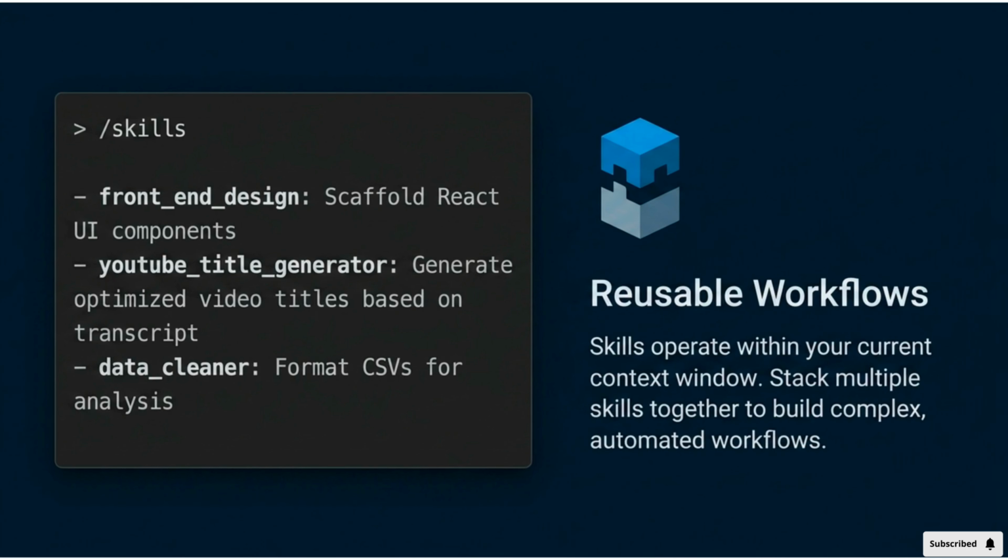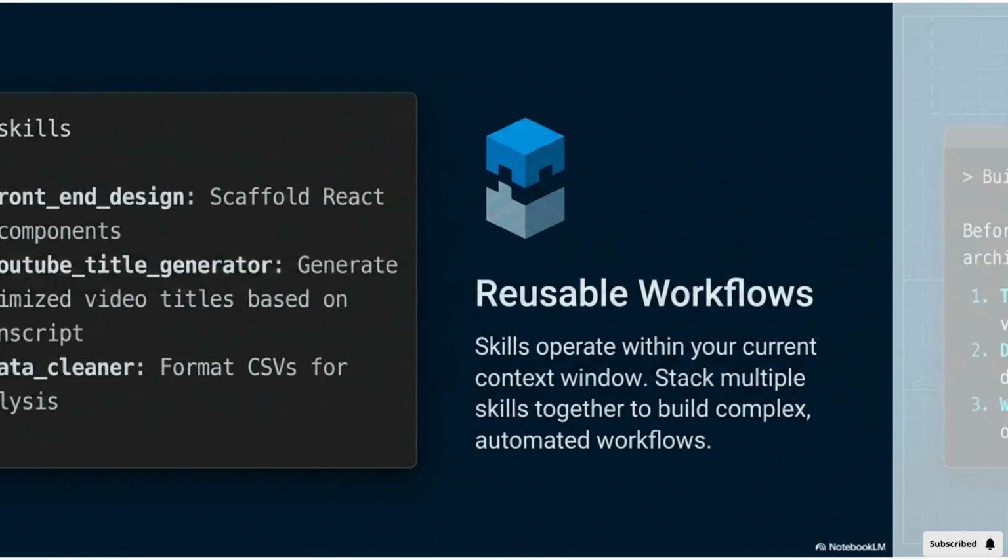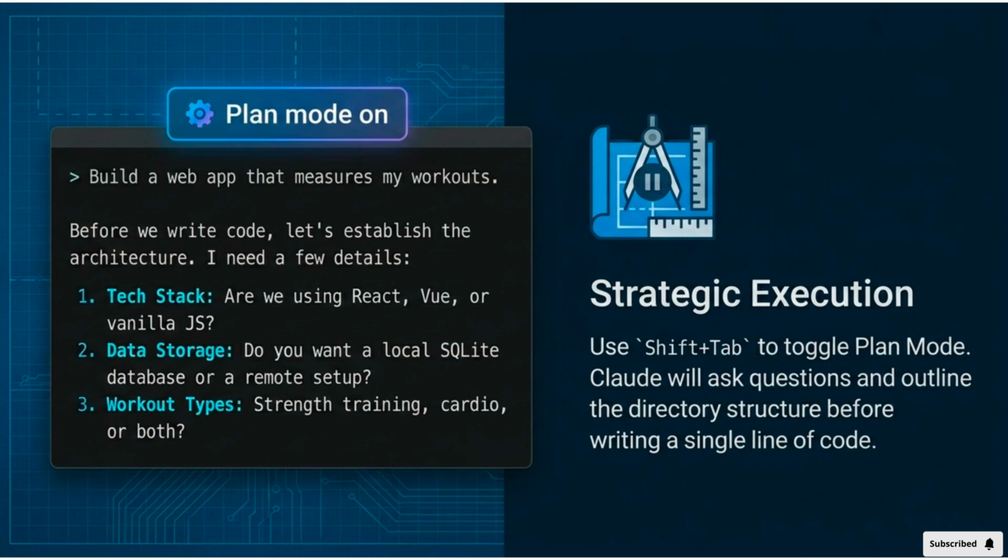The /skills command allows you to define reusable workflows. These skills operate within your current context and can be stacked to build complex, automated processes, such as front-end design scaffolding. Use Shift+Tab to toggle plan mode for strategic execution. The /plan command prompts Claude to ask questions and outline the project architecture, ensuring alignment before any code generation begins.